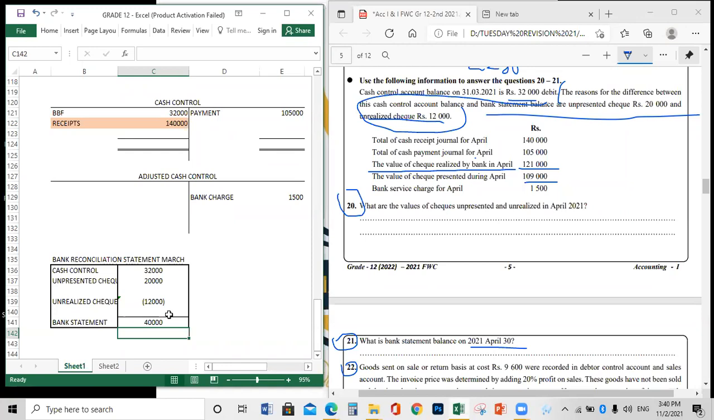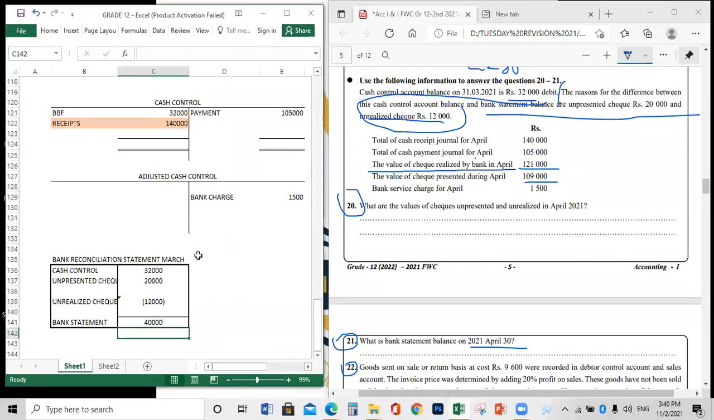Even though they haven't asked you in this question, maybe they can ask you in another exam paper. They can ask you, calculate the opening bank statement balance. So you can easily find it, because they have given you the cash control, they have given you unpresented, unrealized checks. All you have to do is do those adjustments to get the opening bank statement balance.